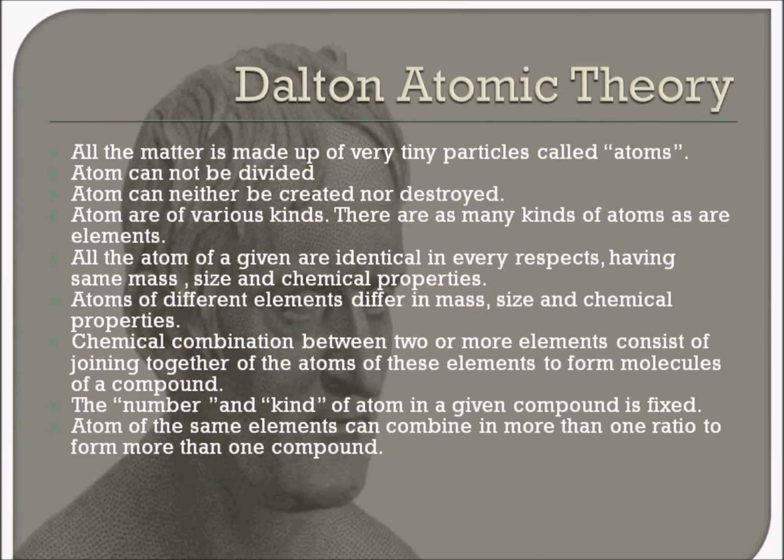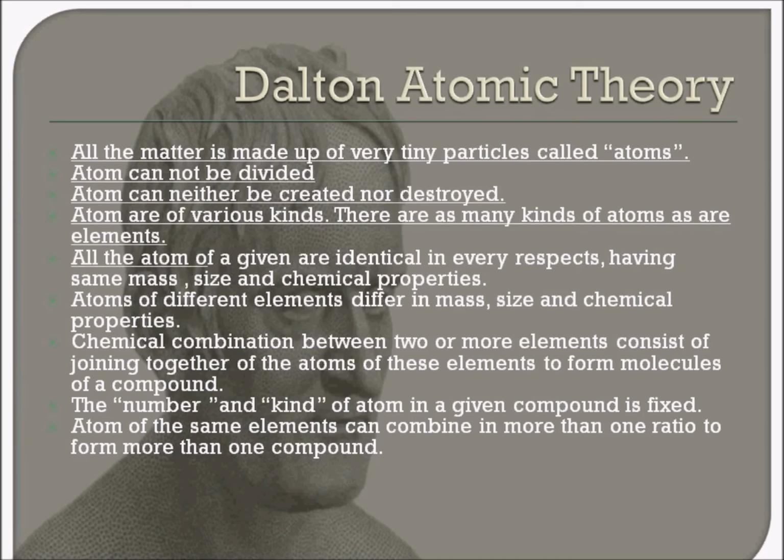Now let's discuss what his atomic theory is. Dalton's atomic theory was given in 1803. He postulated many points. Let's discuss them one by one. He says that all matter is made up of very tiny particles called atoms. Second, atoms cannot be divided. Atoms can neither be created nor destroyed. Atoms are of various kinds. There are as many kinds of atoms as there are elements.